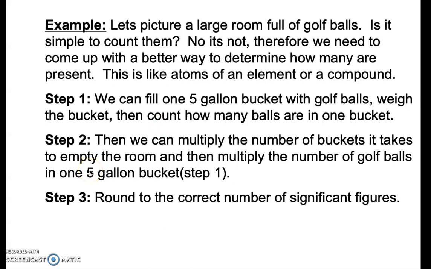Step two: we can then determine the number of buckets it takes to empty the room and multiply by the number of golf balls in one 5-gallon bucket from step one. So you have a room, you take the buckets and you scoop up the balls until there are no balls left, and you determine how many 5-gallon buckets you had. Then you multiply the number of 5-gallon buckets by the mass of the first weighed bucket. Then you round to the correct number of significant figures. That's a way to simply, by mass, determine the number of golf balls.